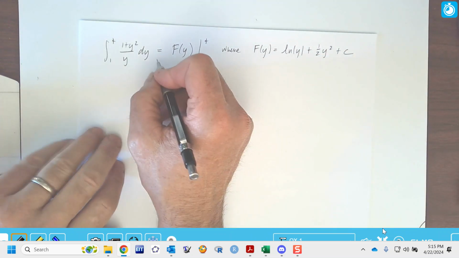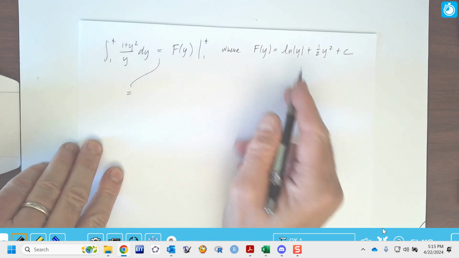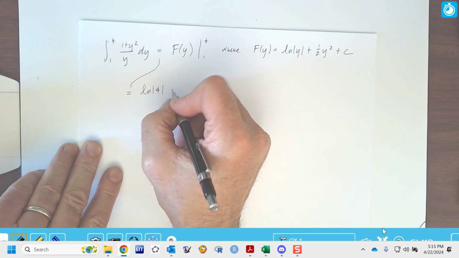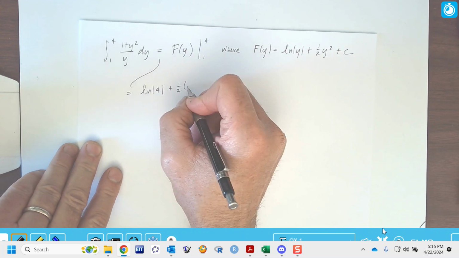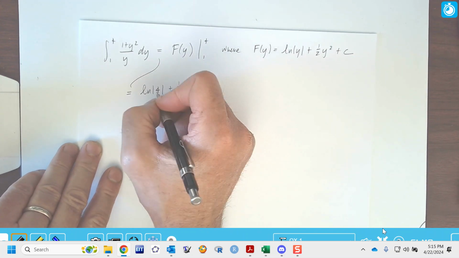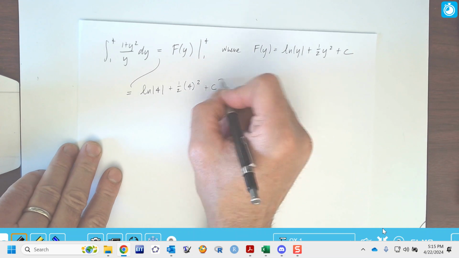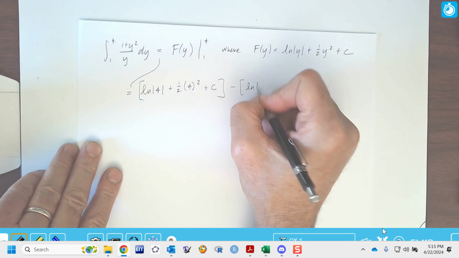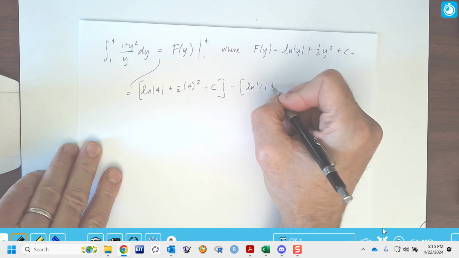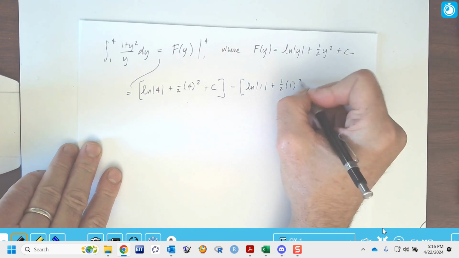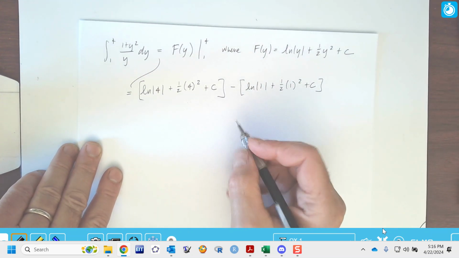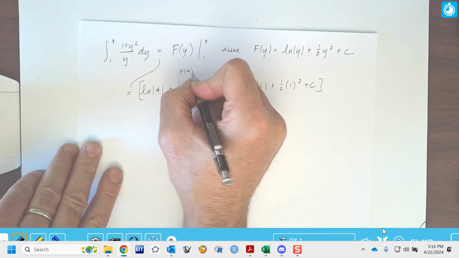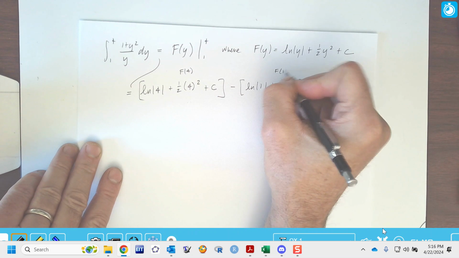Okay, well, that seems fairly straightforward. Let's put a 4 in there. We get natural log absolute value of 4 plus 1/2 4 squared plus constant, that whole thing, minus the natural log absolute value of 1 plus 1/2 times 1 squared plus constant. Again, this is f of 4, and this one is f of 1.